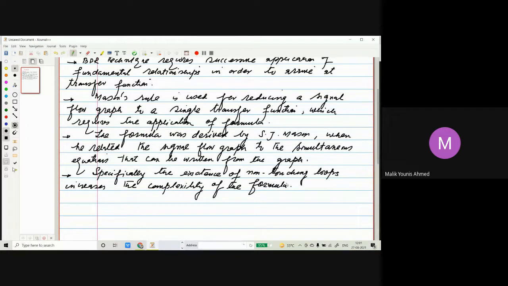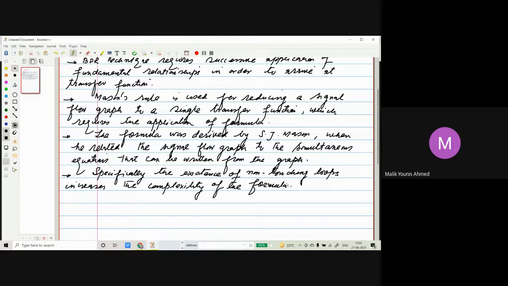So when we have these types of loops, let's not go for the definition right now, the non-touching loops, the ones that are not touching something. When the number of non-touching loops increases, the formula becomes more and more complex. The fewer they are, the easier the formula. The more they are, the more complex it becomes, and it's almost impossible to find the answer. This is the disadvantage. When the existence of non-touching loops increases, it makes the formula difficult for us.